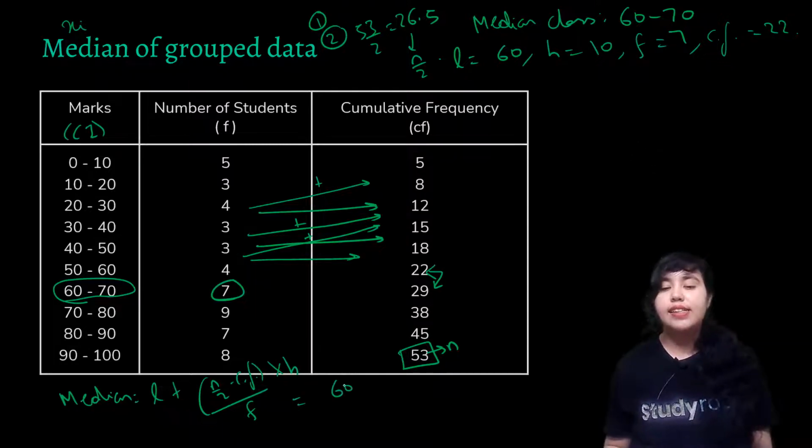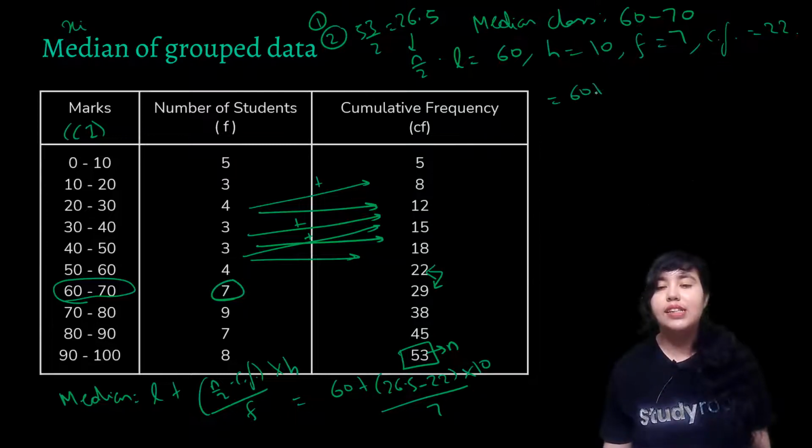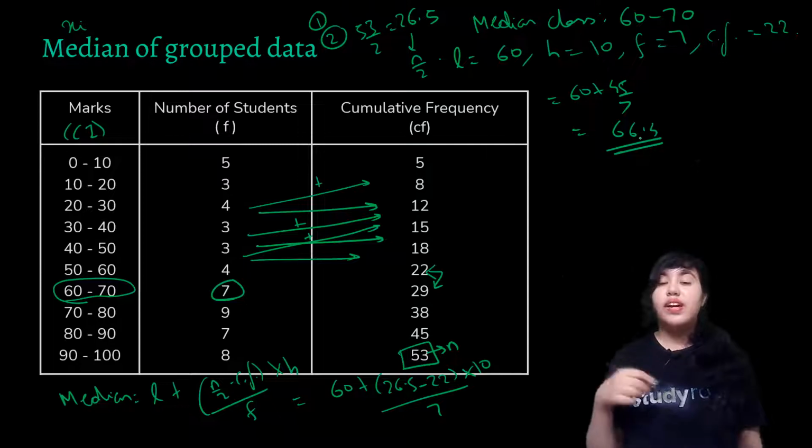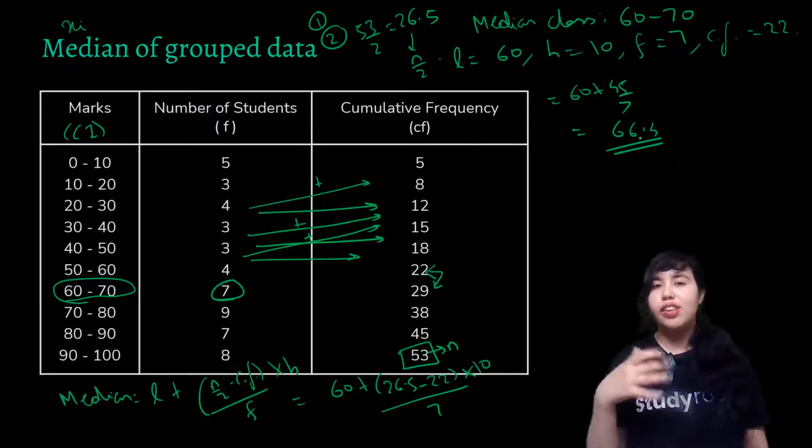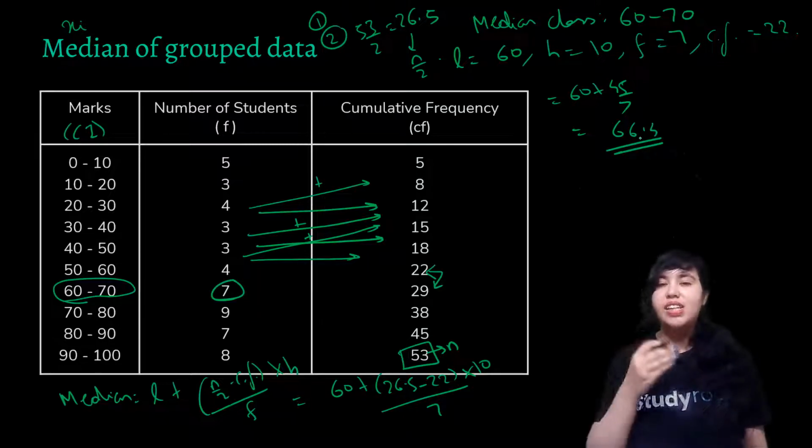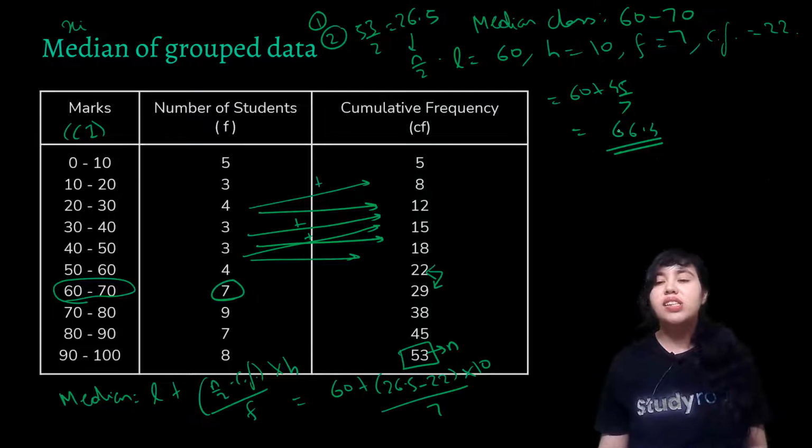So L here is 60, n by 2 is 26.5, cumulative frequency is 22, the frequency over here is 7, and class size is 10. So when you solve for this, you will ultimately get 60 plus 45 upon 7. So the answer in decimals will be 66.4. So again, I don't want my students to just work with numbers, but to also understand each and every step. Okay, so 66.4 is the median marks that we're getting.